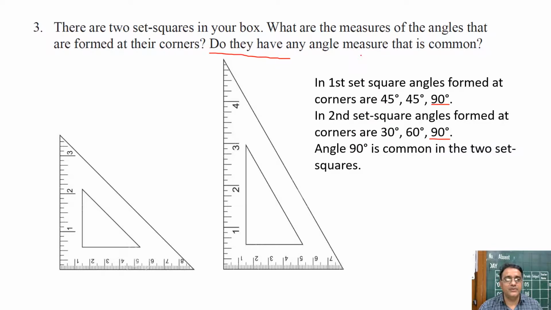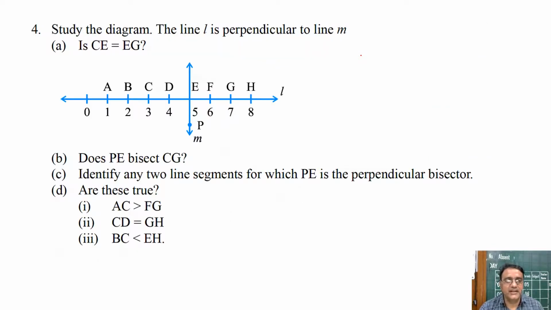Now we are moving toward the fourth question. Study the diagram. The line L is perpendicular to line M. Is CE equal to EG? So just a minute, look here. From C to E, what is the total length? 2 units. And EG is also 2 units. So that means the answer is yes. Next one. Does PE bisect CG?